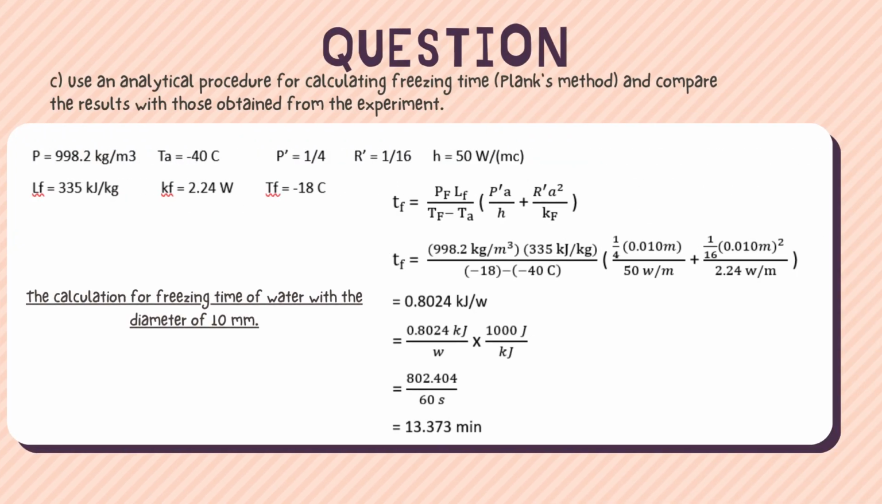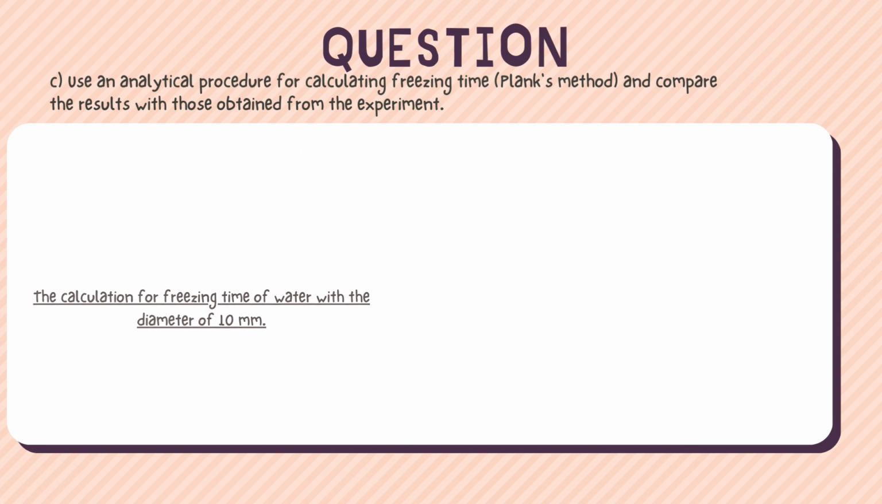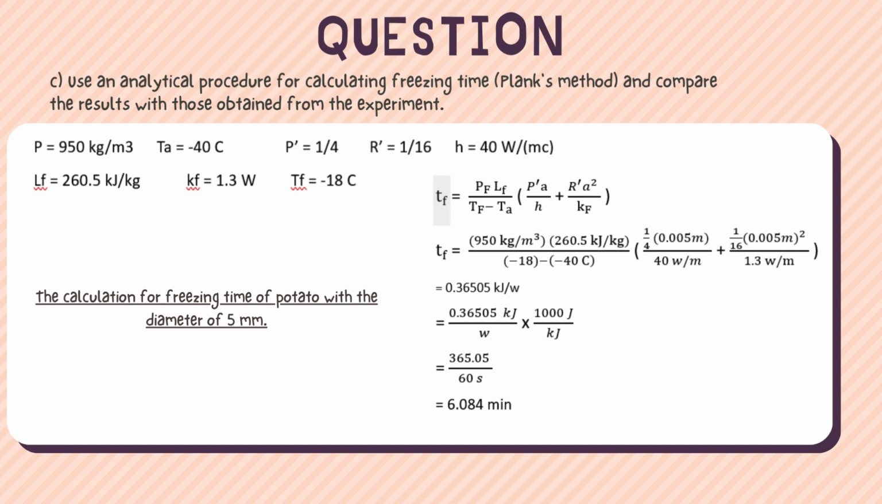This is how the freezing time of water with 10 mm diameter was calculated using the Planck equation, and this is how the freezing time for potatoes with the area 5 mm was calculated using the Planck equation.